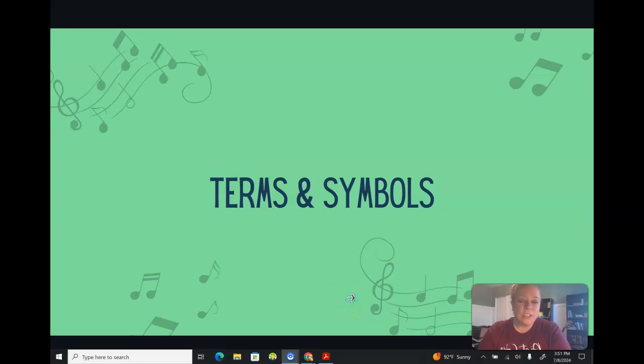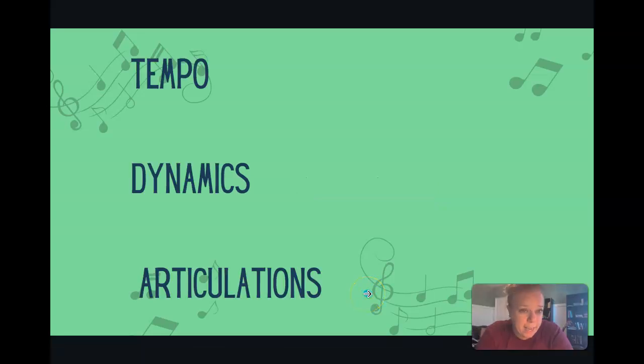Hey guys, before we start down the path of terms and symbols, it's important for you to realize that these terms and symbols are going to fall into roughly three different categories. Those are things to do with tempo, things to do with dynamics, and things to do with what we call articulations. It's going to be important for you to be able to tell the difference between these three.